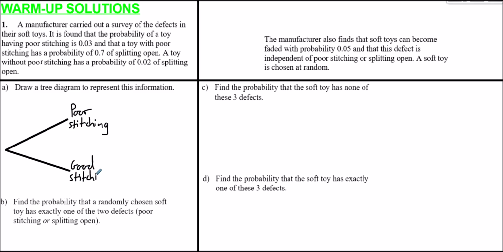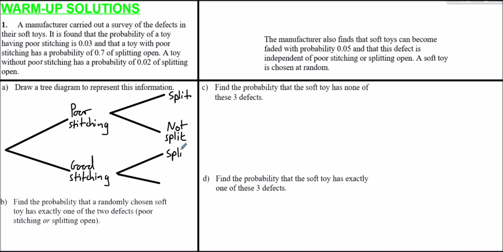And then, depending on if the stitching is poor or not poor, or good as I've called it, that will affect the probability of if the toy splits open or not. And understandably, if the stitching's poor, there's a much higher probability of the toy splitting open. So obviously it can either split or not split. And the same, even if it's got good stitching, there's still an outside chance that it could split open. And let's just think about all those poor children who have a toy which looks good but still splits open, and the tears resultant from that nightmare.